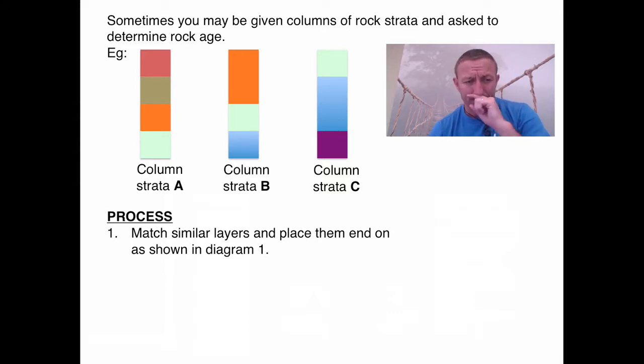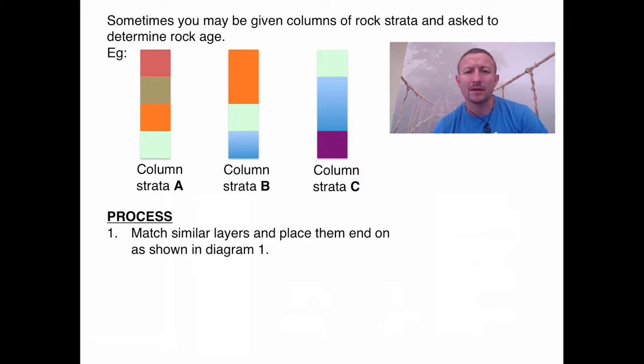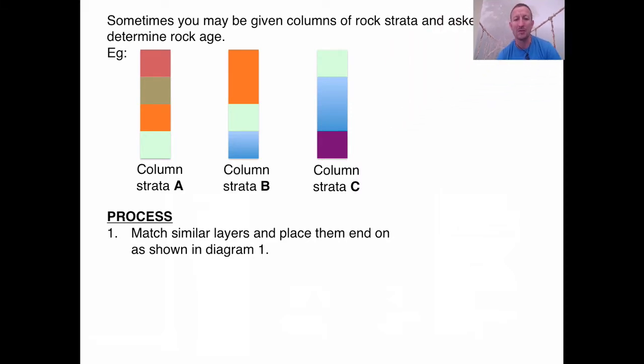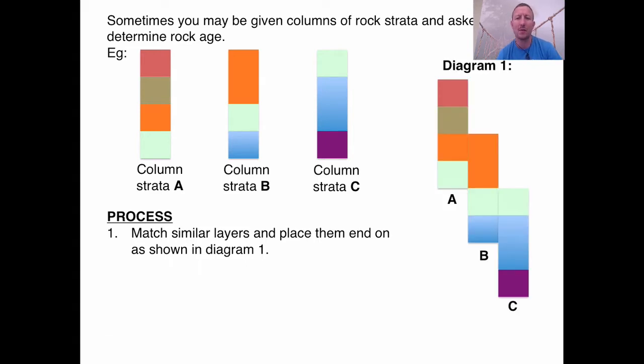However, we've got two layers on top of the orange in strata B, and if you look at strata C, it goes green, blue and purple. Now no other column has got purple, but you'll notice that strata A's got green, strata B's got green, strata C's got green, strata B's got blue, strata C's got blue, so we can match them all together. So let's place them end on, and this is the sort of thing that we would get.